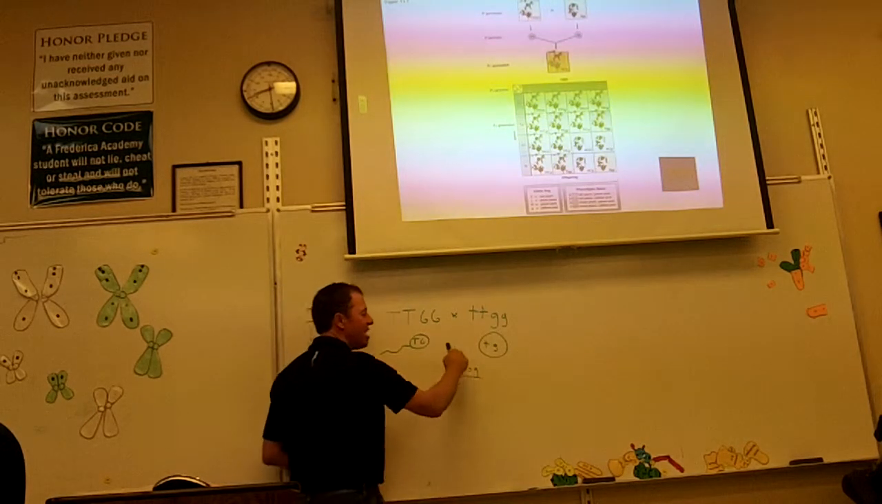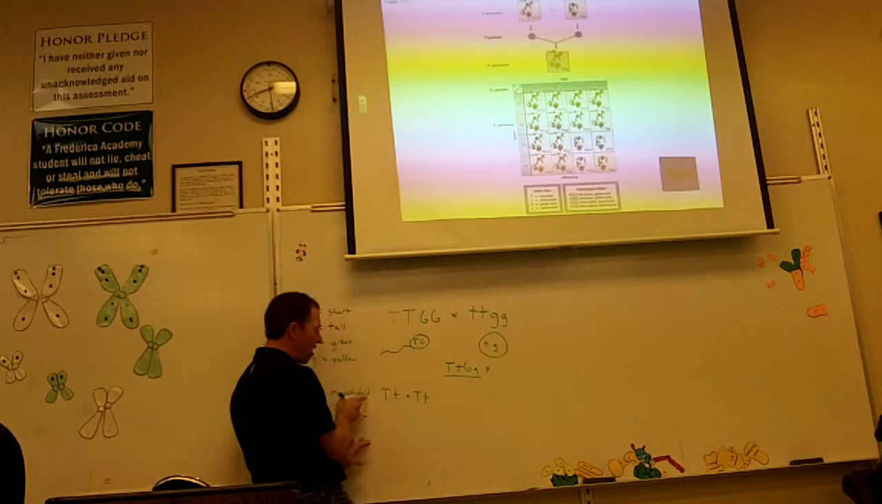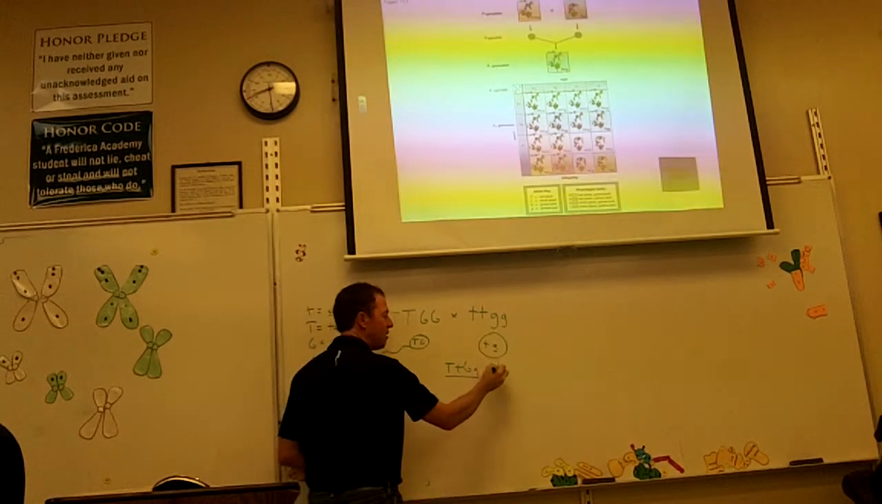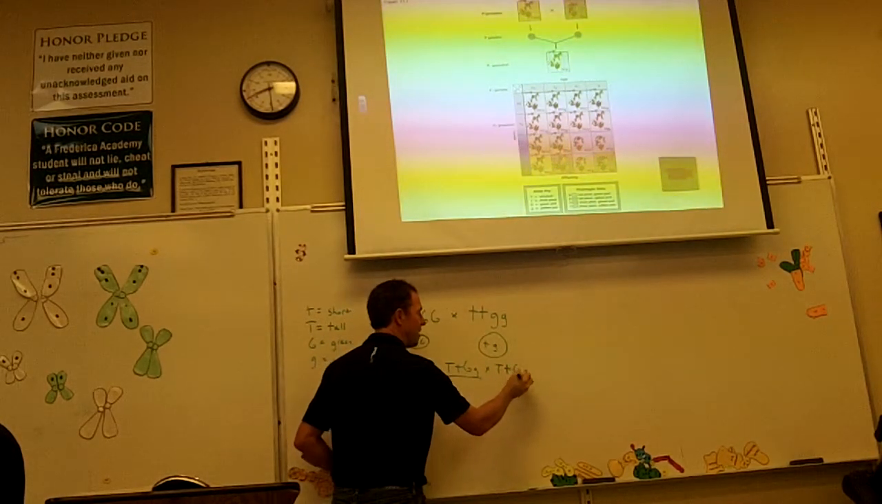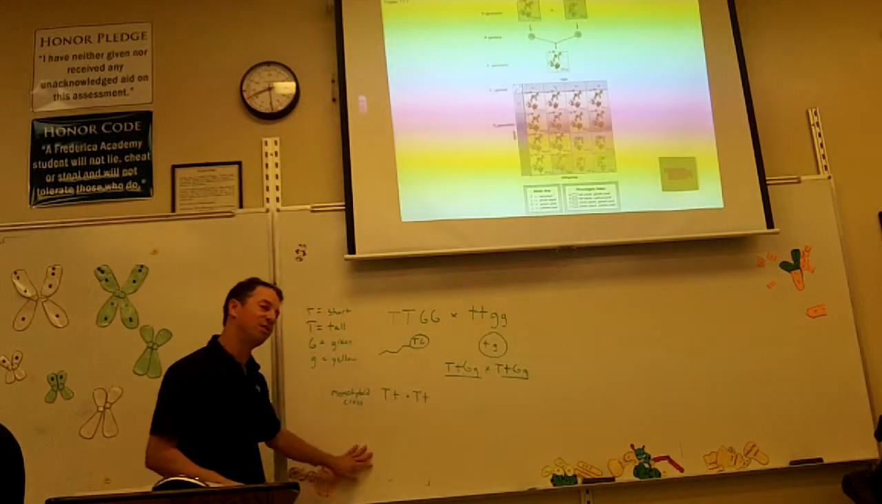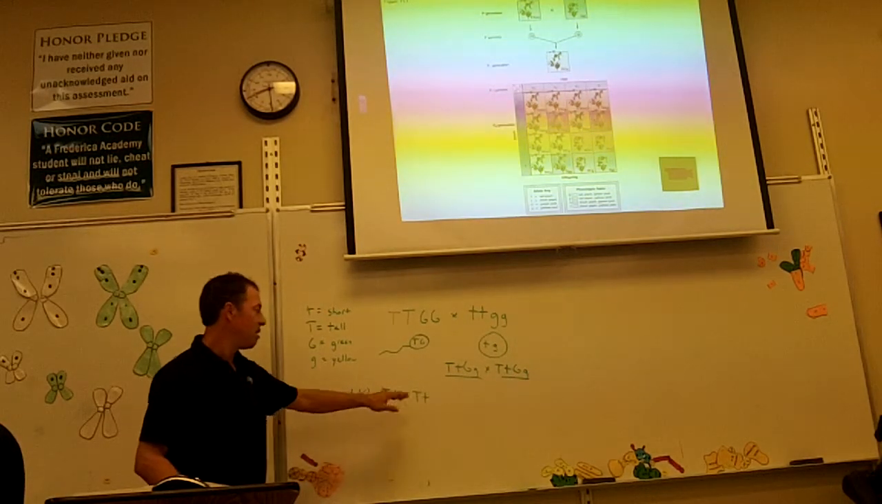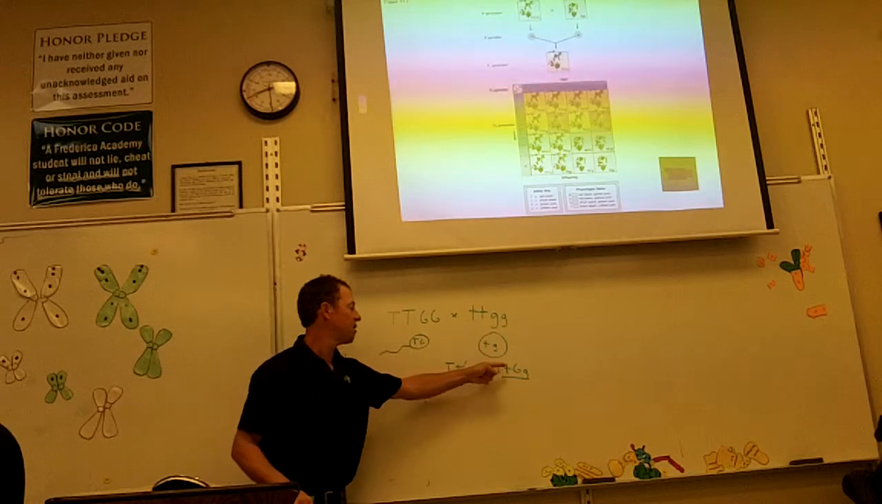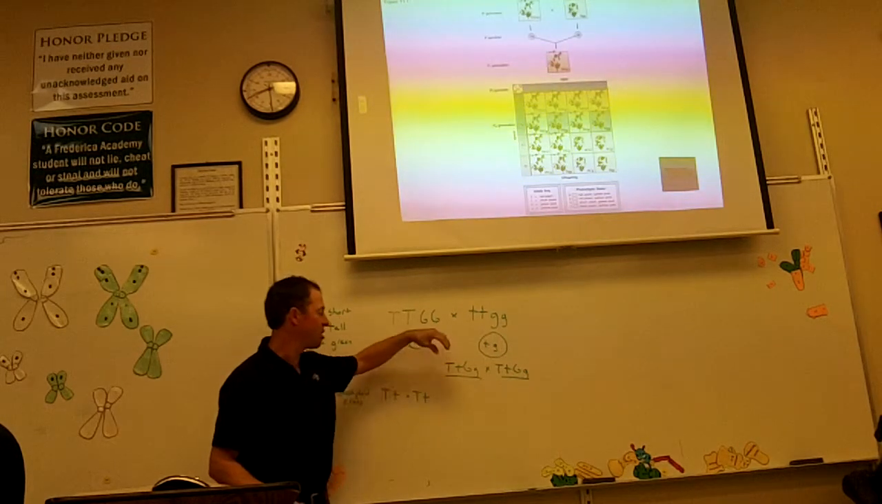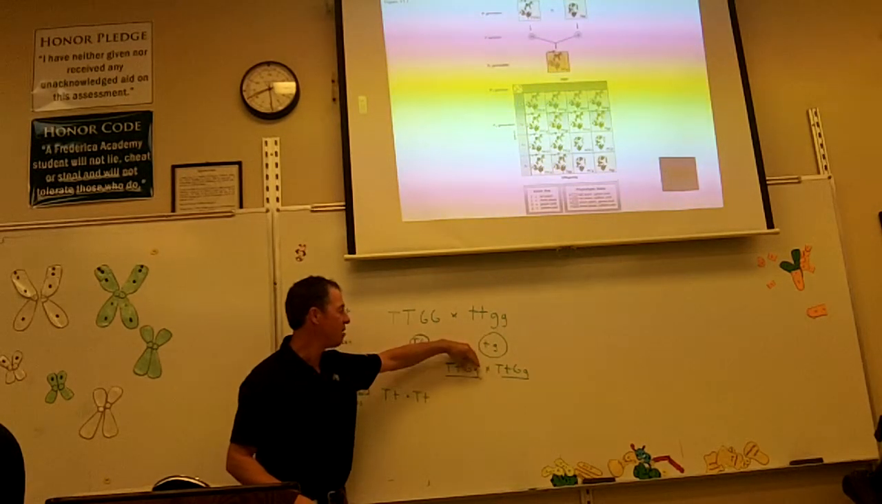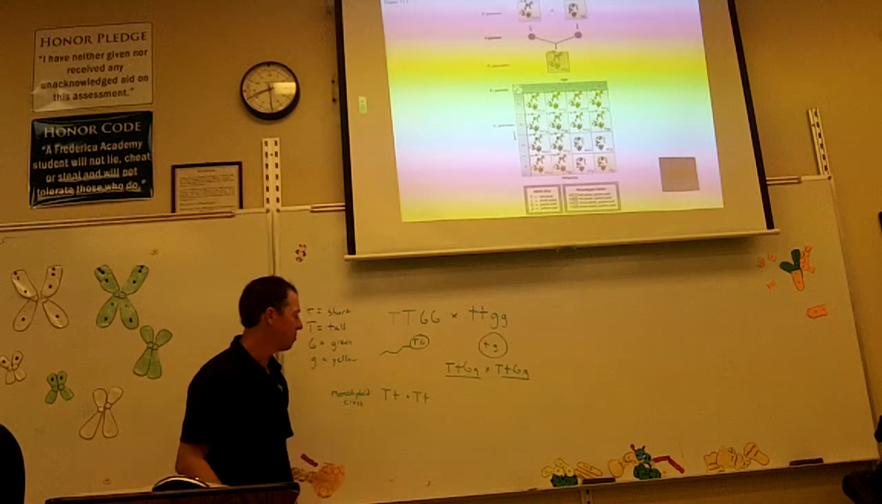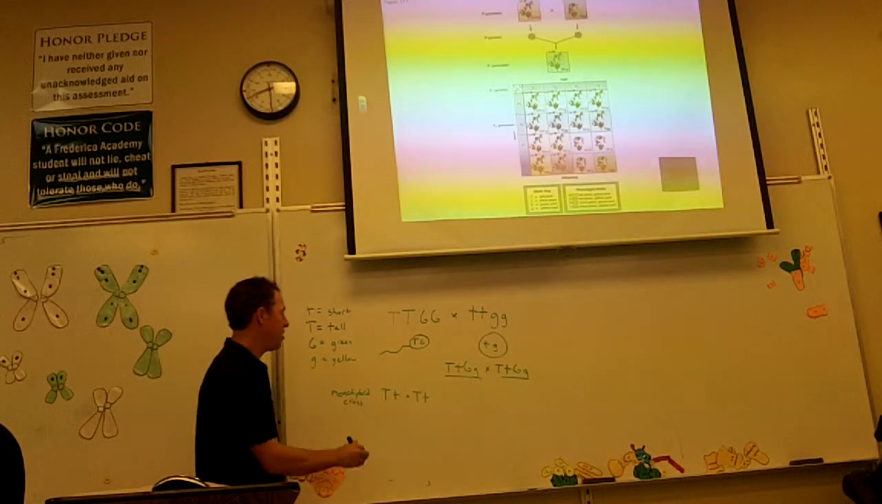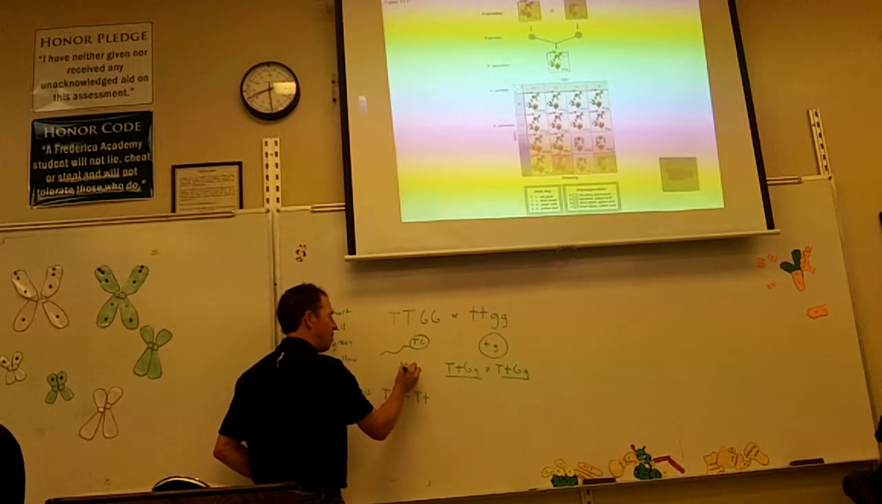So if we cross two of these together, he didn't call it a monohybrid cross. You know what he called it? Dihybrid cross. Because they're heterozygous for two different traits, tallness and pod color. And so he called this a dihybrid cross.